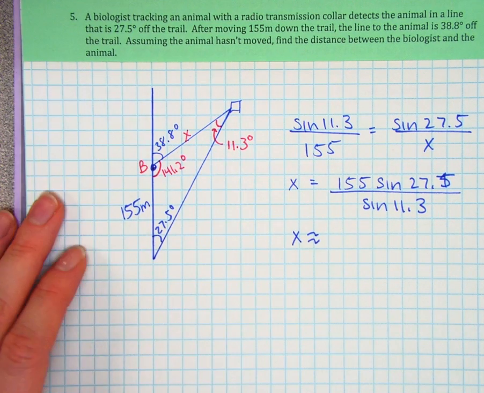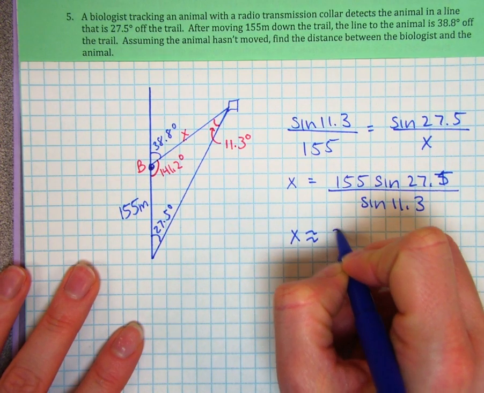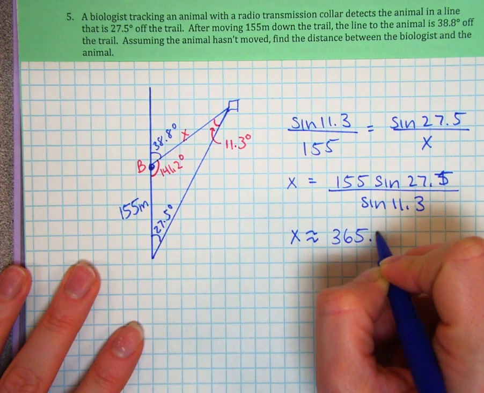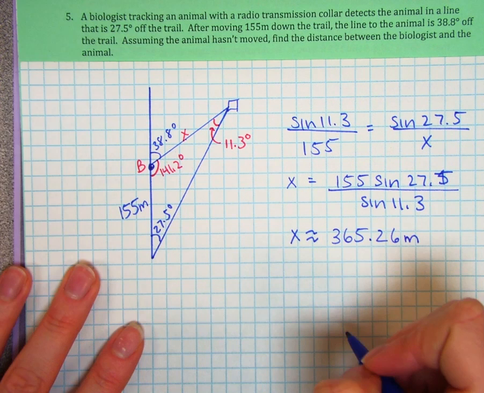So we get x, after we calculate, of course, 155 sine of 27.5, and make sure that your calculator is in degrees. We get that the animal is 365.26 meters away from the biologist.